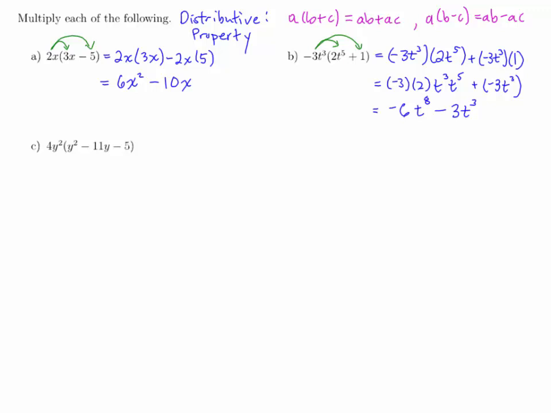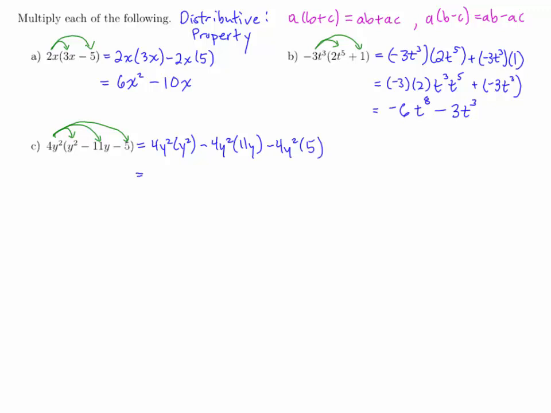Let's look at our last example here. We have 4y squared, and then we're multiplying by a 3-term polynomial or a trinomial, which has y squared minus 11y minus 5. Again, the first thing that we're going to want to do is to distribute. And we're going to distribute this 4y squared to each term as our first step in multiplying. So we'll get 4y squared times y squared minus 4y squared times 11y minus 4y squared times 5.